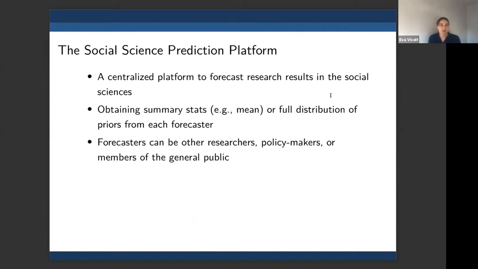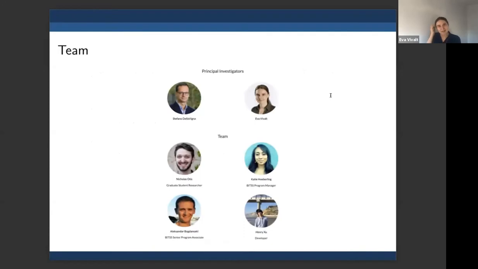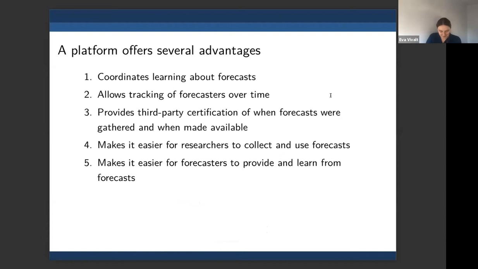What is being forecast? Well, they can be summary stats like the mean, or full distributions of priors from each forecaster. The forecasters mostly are other researchers, but they can be policymakers, they can be members of the general public. It's really pretty open to the researchers. So as you can imagine, this is a pretty big endeavor. Here's the team. And the platform offers several advantages.